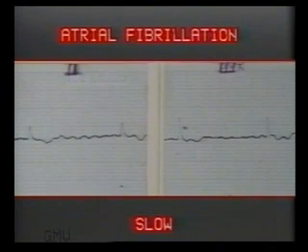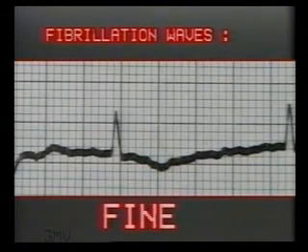In this ECG, the rate of QRS complexes is reduced after treatment with digitalis, but they occur at irregularly irregular intervals and fine fibrillation waves are seen. This is termed as slow atrial fibrillation, an effect of digitalis treatment.